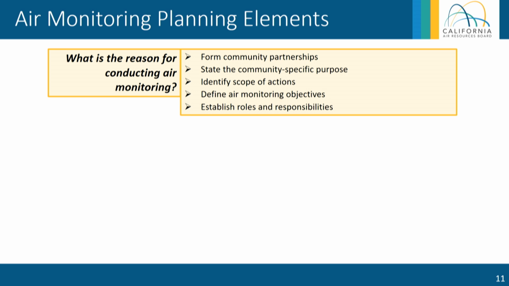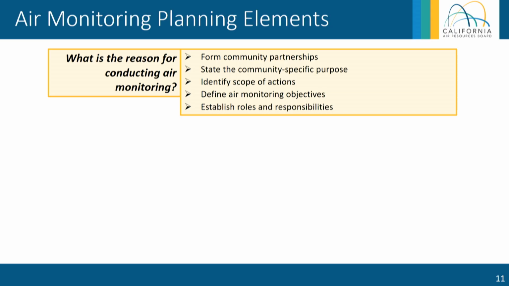And so let's dig a little deeper into the 14 elements. I won't spend too much time. We could really spend a whole hour just talking about the 14 elements, but there are a lot more fun things to talk about. So these are elements 1 through 5. We've broken these out as the initial items that you need to think about at the beginning of community air monitoring. And with 617, forming the community partnerships through a steering committee is very important.